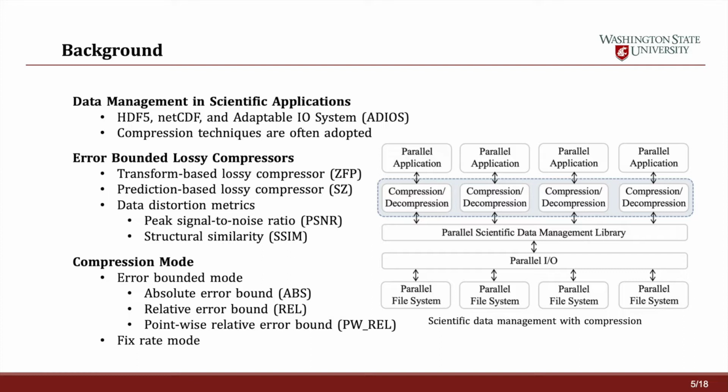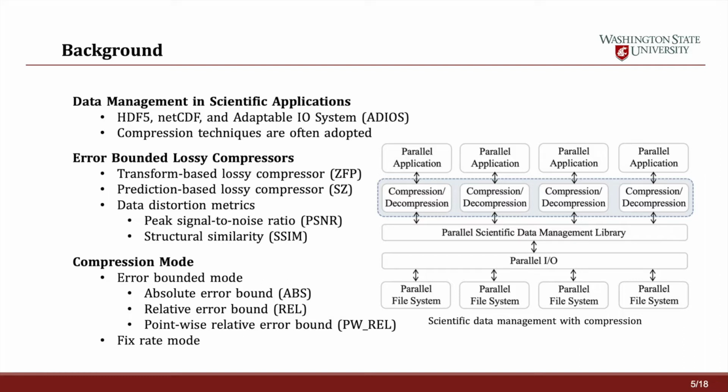So for each error-bounded lossy compressor, there are different compression modes to control the compression error, for example, the error-bounded mode or the fixed-rate mode. For error-bounded mode, like absolute error bound, the user defines an absolute error bound so that the compressor will compress the data and the decompressed data compared with the original one will be within this absolute error bound for each single data point.